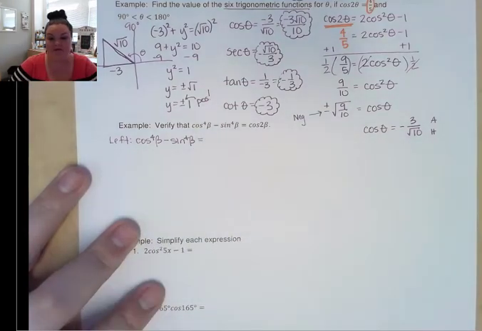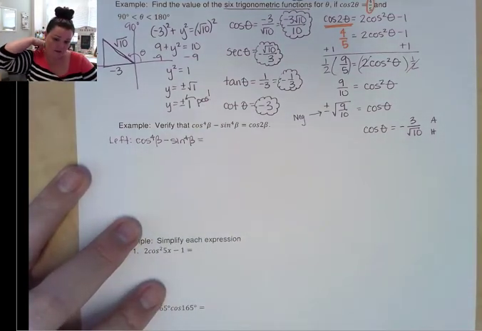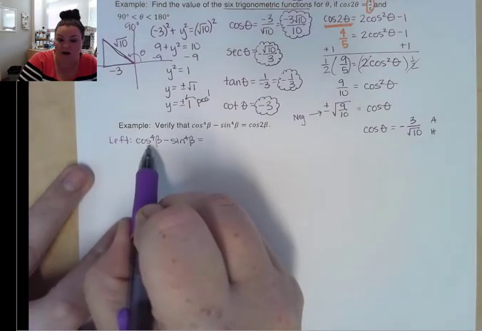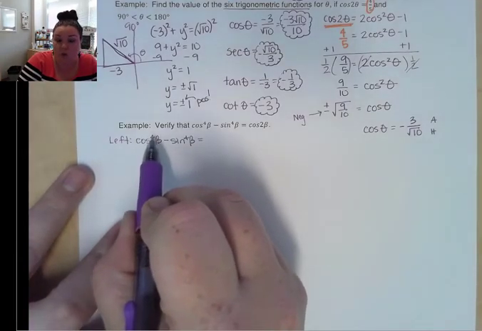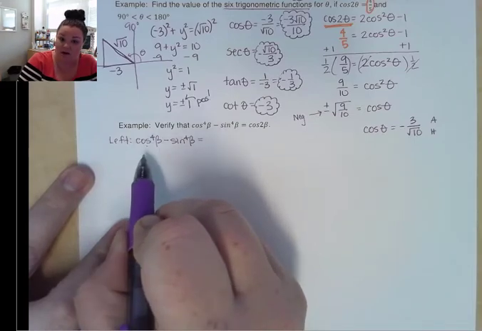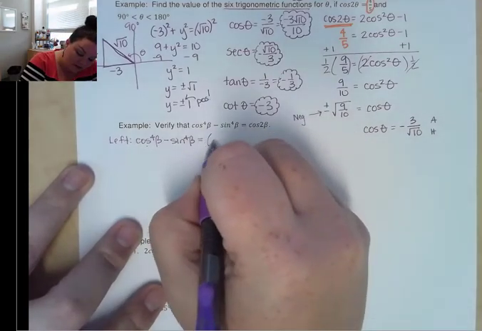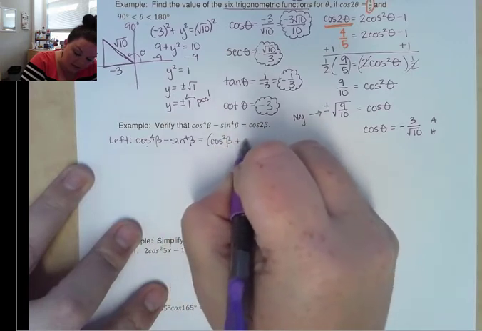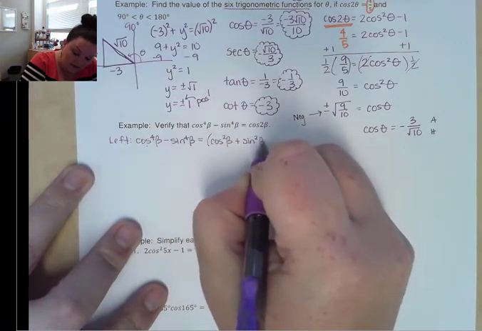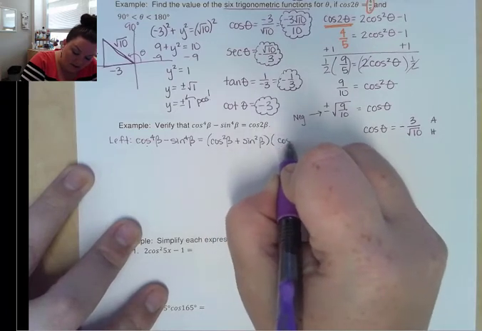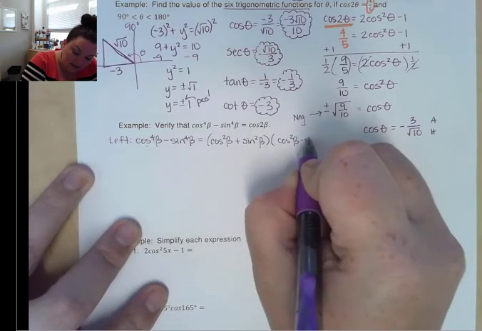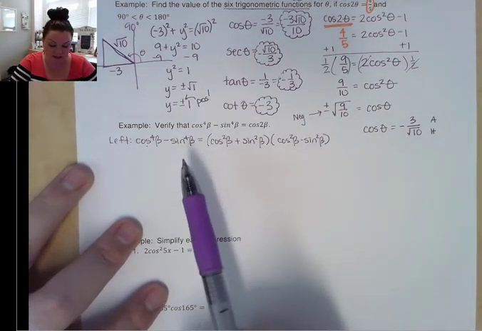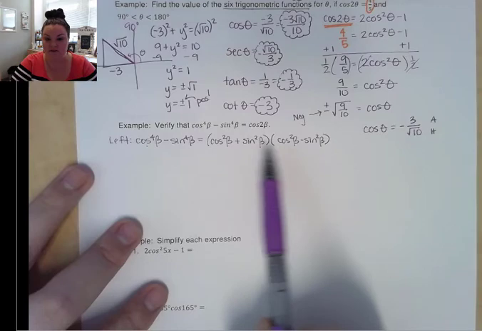And I'm going to factor that as a difference of squares, right? So my base here that's being squared, in order to get a 4th power, would have to be a squared power. So this would factor into cosine squared beta plus sine squared beta times cosine squared beta minus sine squared beta. Are y'all with me? Just factoring this into a perfect difference of squares.